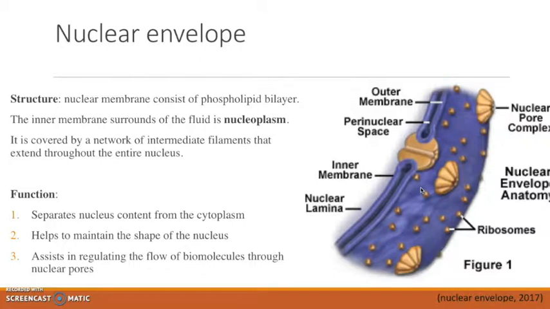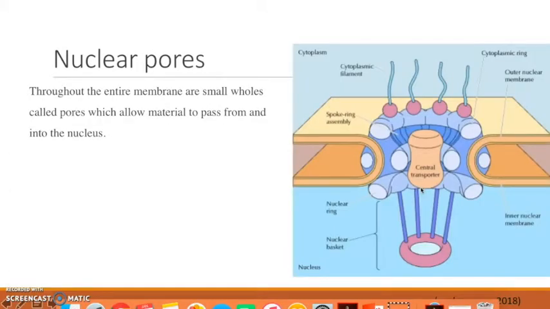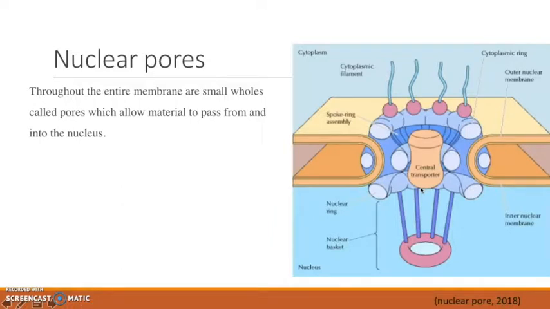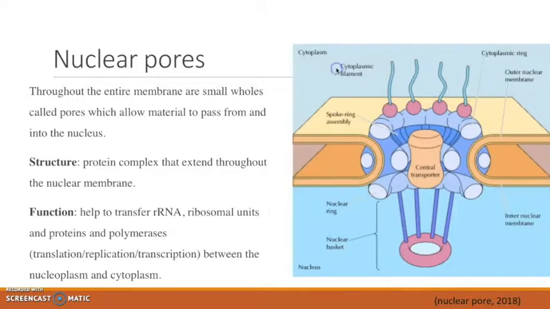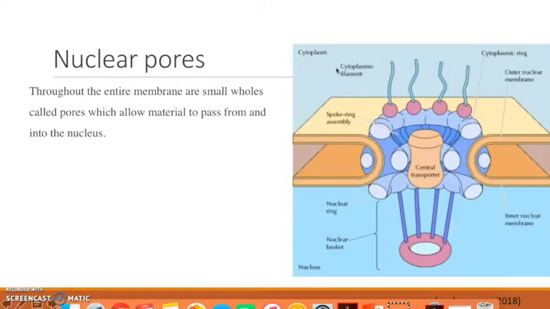Now let's go to the nuclear pores. Through the entire membrane are small holes called pores, which allow material to pass from and into the nucleus. The structure of a pore is a protein complex that extends throughout the nuclear membrane. And the main function of the pores is to help transfer ribosomal RNA, ribosomal units, proteins, and polymerases, for example, for translation, between the nucleoplasm and cytoplasm.